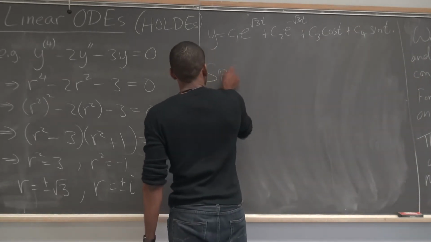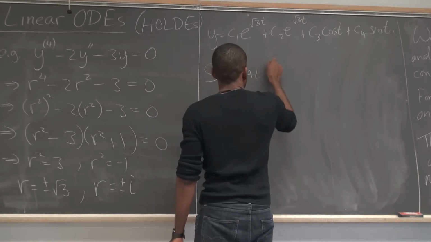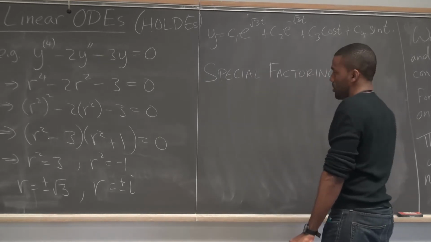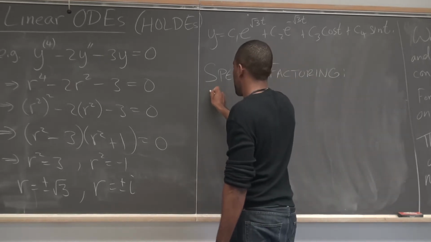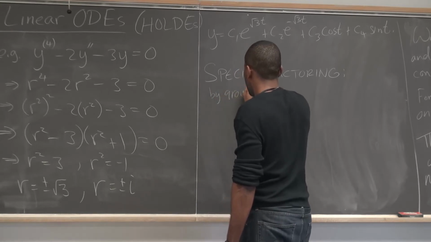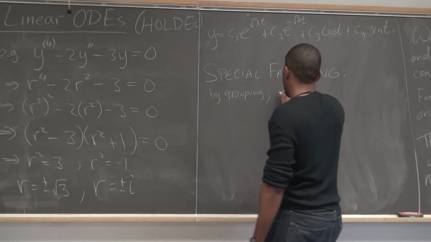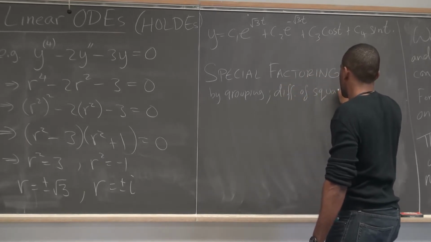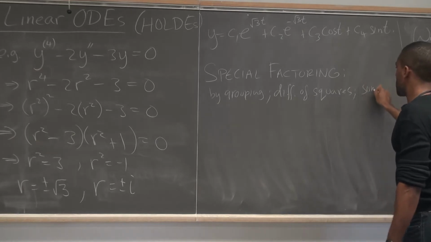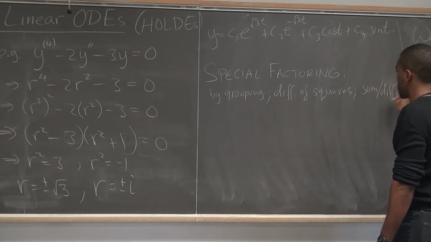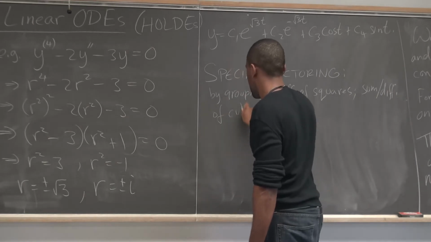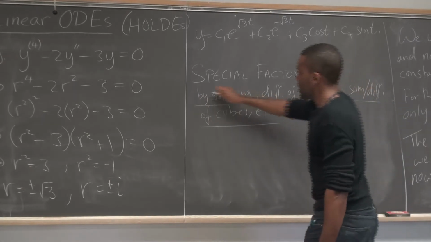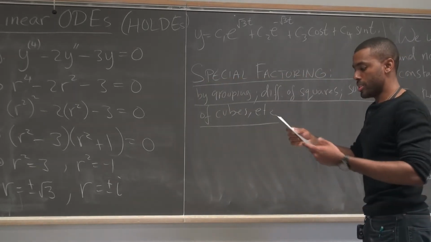Another case, special factoring. Special factoring is what they call things like factoring by grouping, difference of squares, sum or difference of cubes, etc. It's another case that you might encounter. Let's do some examples of that.